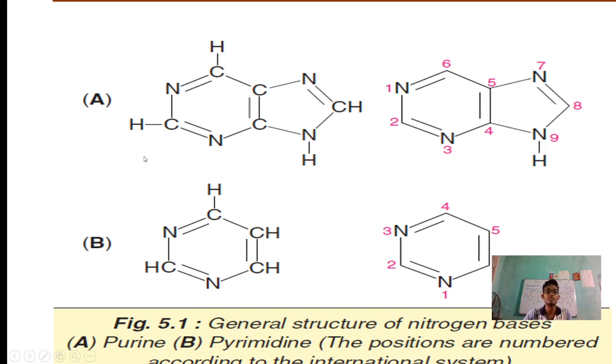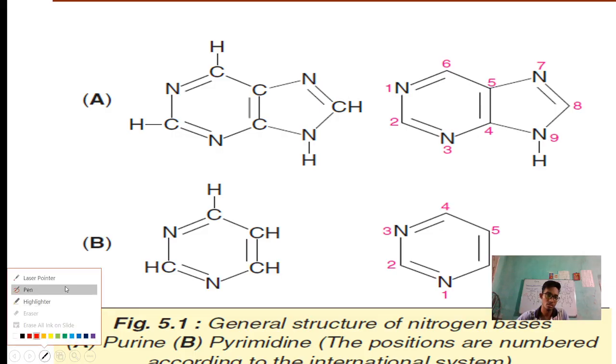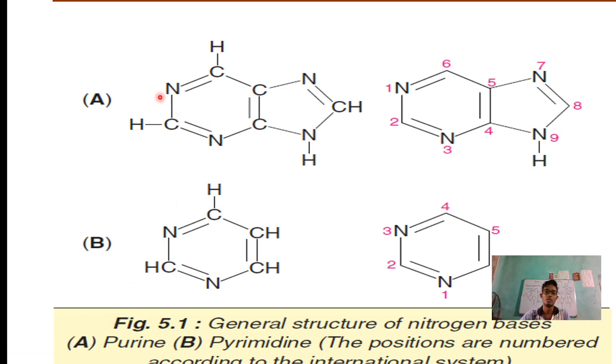Here you can see this is the general structure at A. This is the general structure of purine bases. In the case of B, this is the general structure of pyrimidine bases. Let's use the laser pointer. You can see this is the structure of purine bases and this is the pyrimidine base structure. But here you can see the number system. In the purine, the numbering is anti-clockwise 1, 2, 3, 4, 5, 6, and here the numbering is clockwise 1, 2, 3, 4, 5, 6.